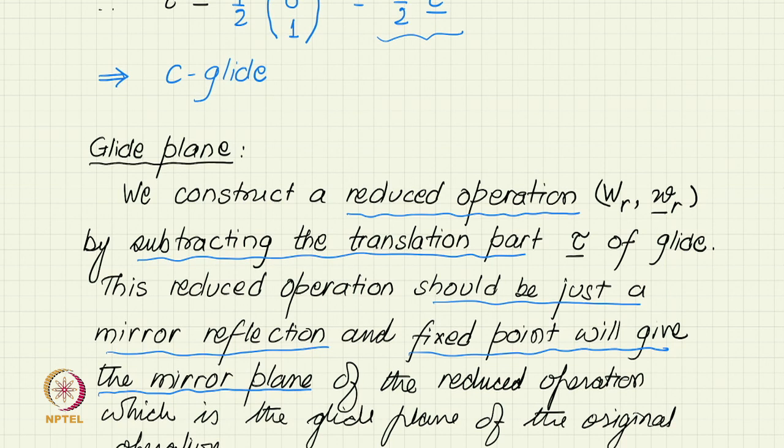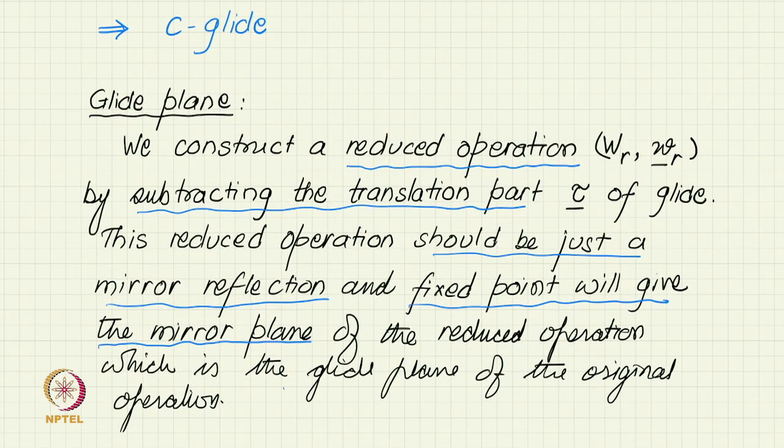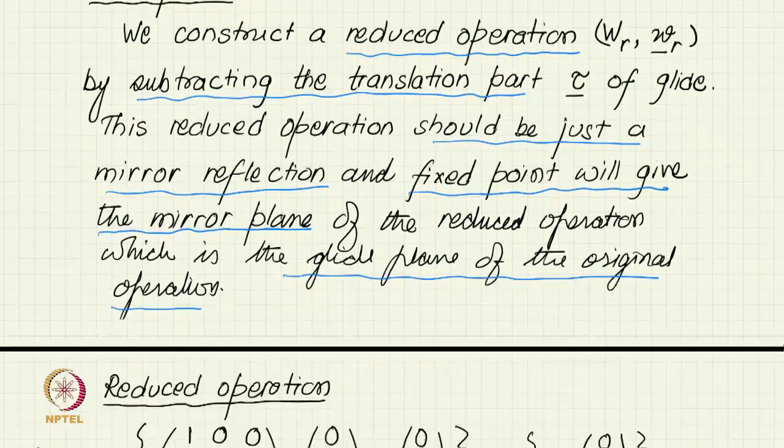But then for the actual operation, because this is a reduced operation, the reduced operation acting as a mirror plane gives you a fixed plane which is a mirror plane, and for the overall operation that same mirror plane will be the glide plane, which is the glide plane of the original operation.